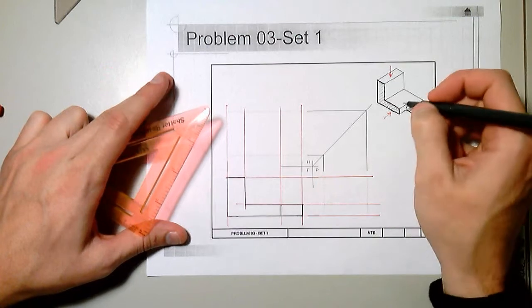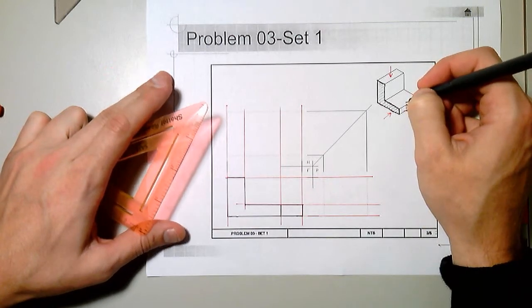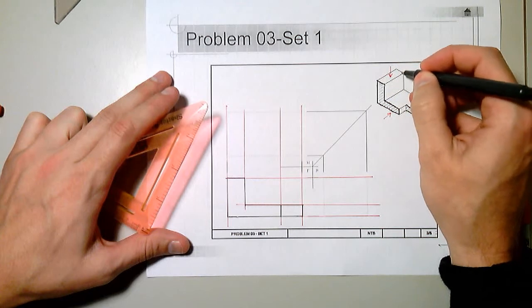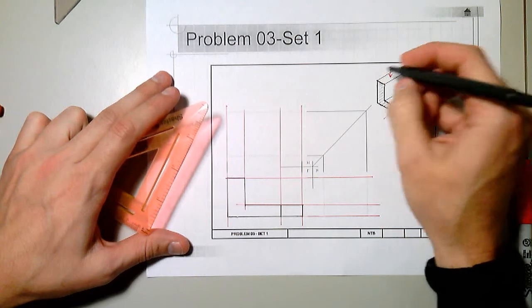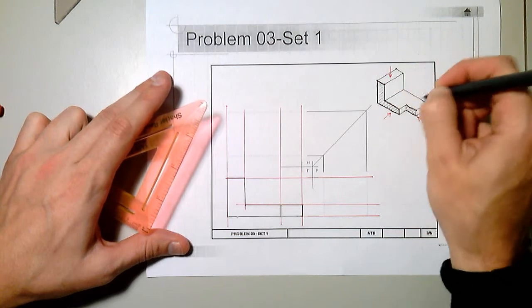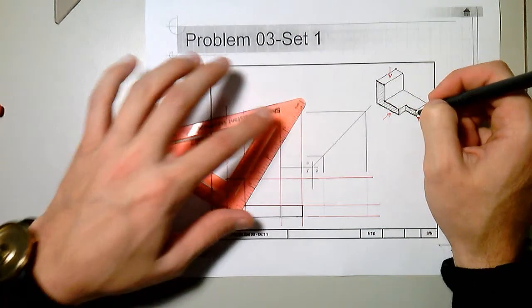Alright, so now we filled in the front view. Now we want to show our top view. What that's going to require is us to start blocking in this entire face, right? So we want to go ahead and draw these edges and the guidelines for the outside of the object.